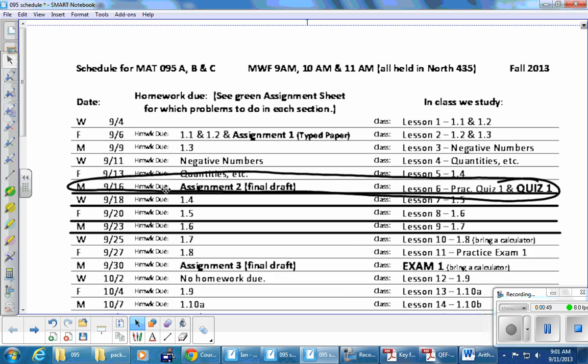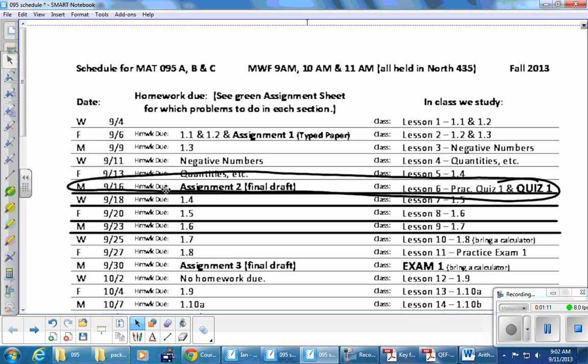The quiz is on everything that we will have covered up until that point. We talked about 1.1 and 1.2 and 1.3 already. Last class we had negative numbers, and you just showed me the homework on that. Today we're going to talk about something called quantities, and that's the last section of material for the quiz. We are going to cover section 1.4 before the quiz, but it's not on the quiz.